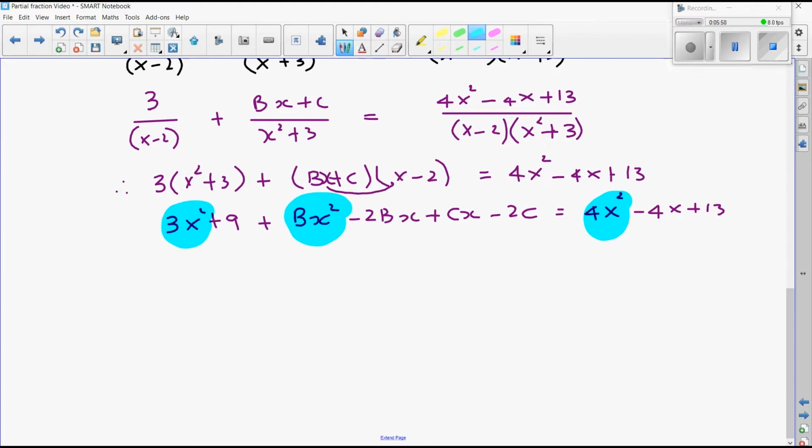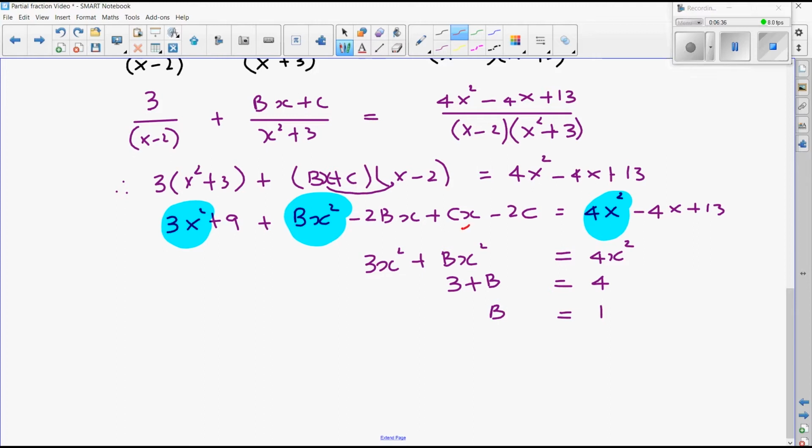So what I'm going to do is write this as an equation. On the left-hand side, I have 3x squared plus bx squared, so 3x squared plus bx squared must equal 4x squared. Once again, I ignore the variable and concentrate on the coefficients. So 3 plus b equals 4, and I can simplify, and I see immediately that the value of b is 1. To find c, I have two options.